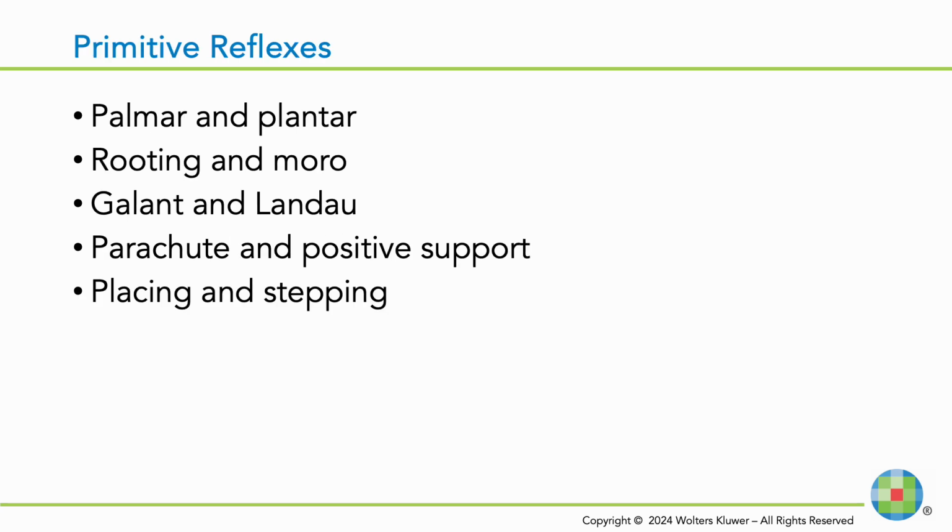What about those primitive reflexes? Palmar and plantar reflexes are important to assess. Are they rooting around? Do they have a Moro reflex? Gallant, Landau. Parachute reflexes, positive support, placing and stepping. These are all reflexes that are important to assess and be aware of. And why is that? Because at certain stages, at certain milestones, there's a change in these quote-unquote primitive reflexes.